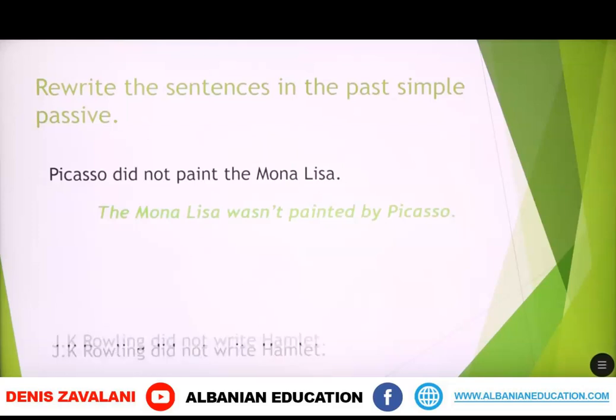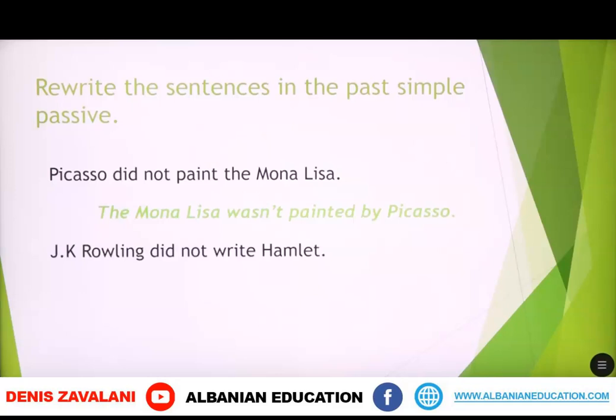Let's continue with the next sentence. J.K. Rowling did not write Hamlet. So, how would you change this sentence into the passive voice? As we can see, J.K. Rowling is the subject. Hamlet is the object. Now you're going to put the object first and tell us by whom it was written. Hamlet wasn't written by J.K. Rowling.